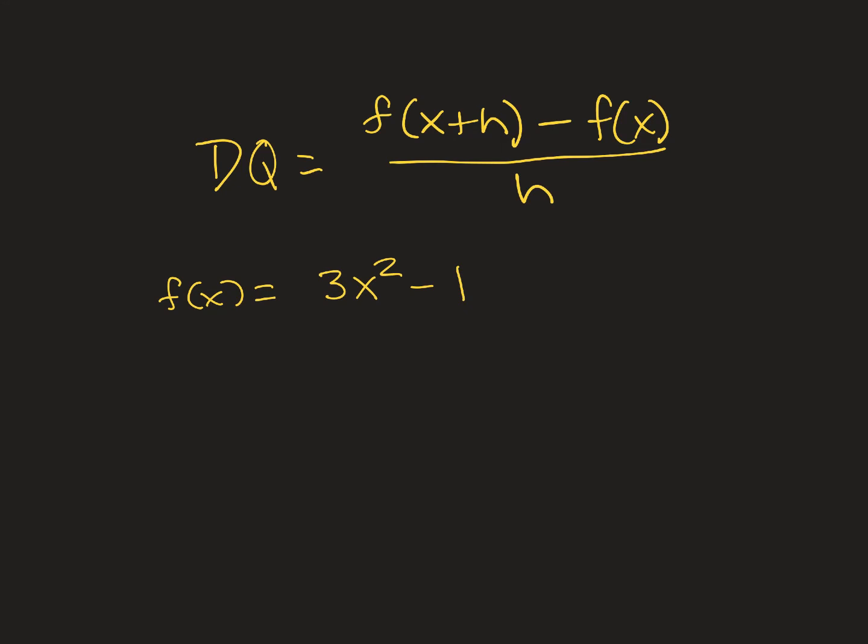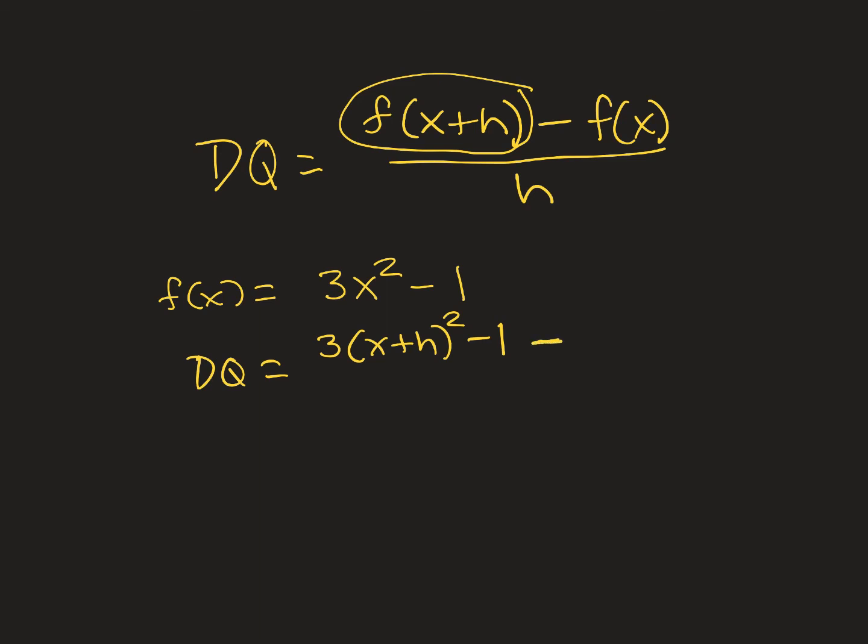Okay, so to do this, my difference quotient is going to be, first let's calculate this part of it. Wherever there's an x in my function, I'm putting x plus h. So I have 3 times (x plus h) squared minus 1. All right, so that took care of f of x plus h. Then I'm going to subtract from this f of x, which I already have written down here. And then I'm going to divide this all by h. And the rest is cleanup.